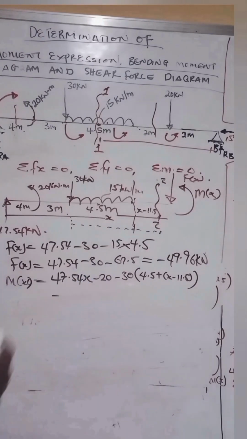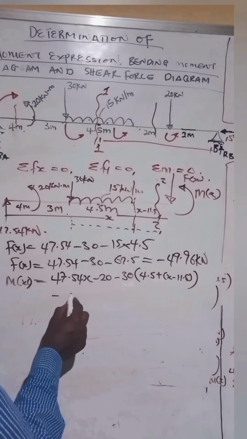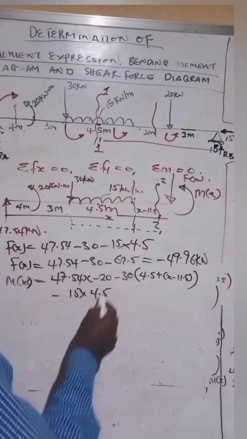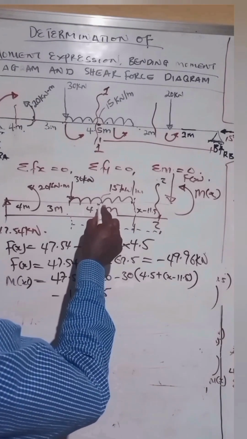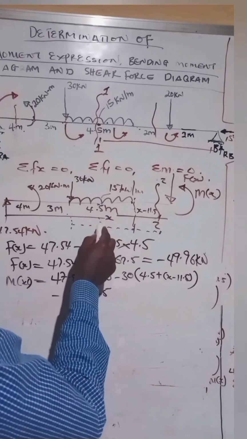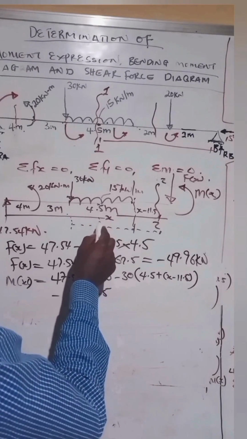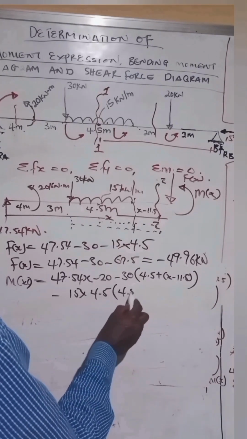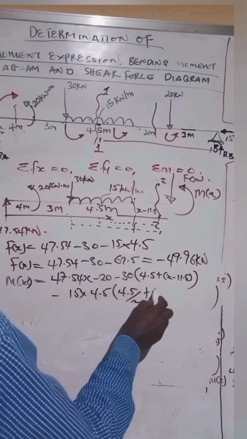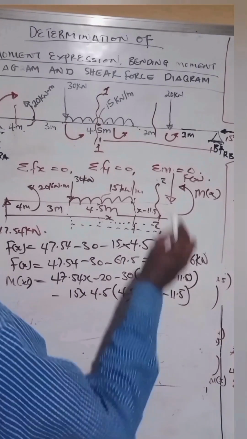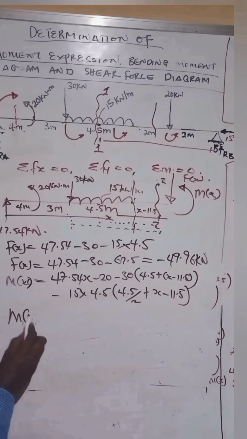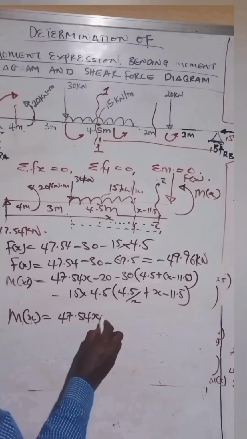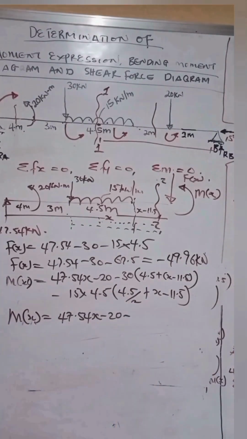Then we have the UDL. Similarly, the UDL becomes 15 times 4.5. That is the force. This force acts at the center of the 4.5, which is 4.5 divided by 2. So it will also span to the ZZ section. So it becomes times open bracket 4.5 over 2 plus x minus 11.5 close bracket. So the total moment expression for this becomes 47.54x minus 20 minus 30.